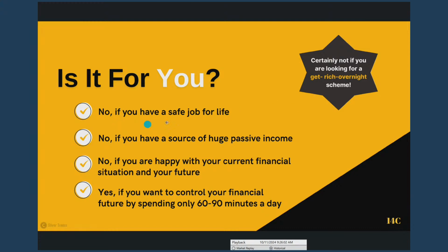You don't need it if you have a safe job for life. And it's not for you if you have a source of huge passive income. In that case, you don't even have to spend an hour every day and show up on the trading screen. And if you are happy with your current financial situation and your future, you don't need it, because happiness is a state of mind. Money could help, but it's not everything to be happy. But you definitely need Silver Bullet Trading System if you want to control your financial future by spending only 60 to 90 minutes a day.